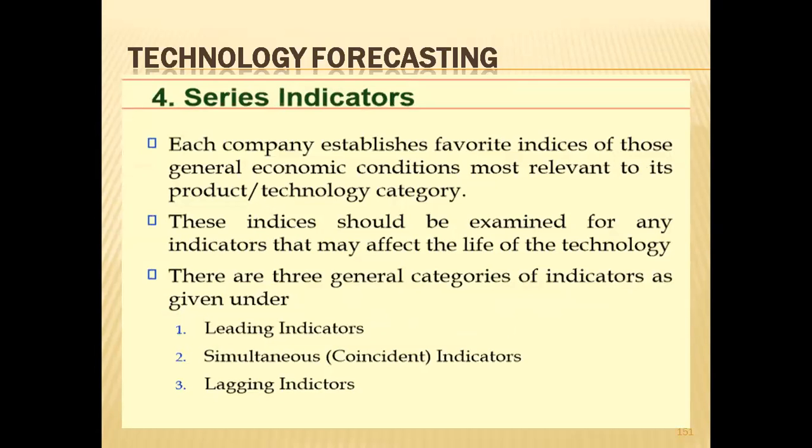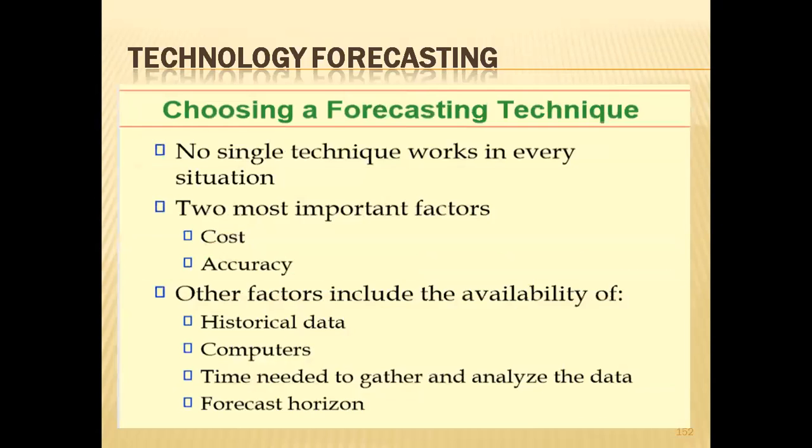So one more is the series indicator. Indicators in the form of leading, coincident or lagging are categorized and examined, which affect the life of the technology. Some more methods are there which we can discuss. For all these methods, I'll be giving all the information in your notes, or I'll try to cover it in these slides.